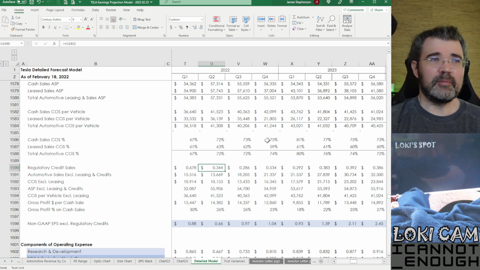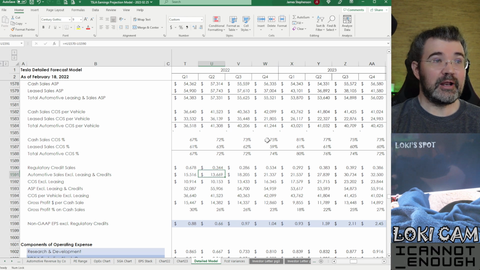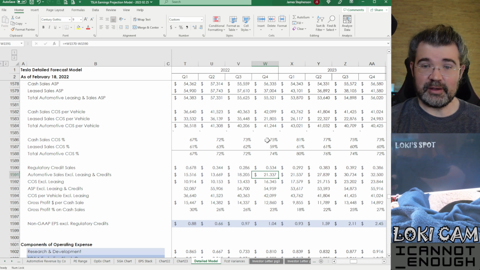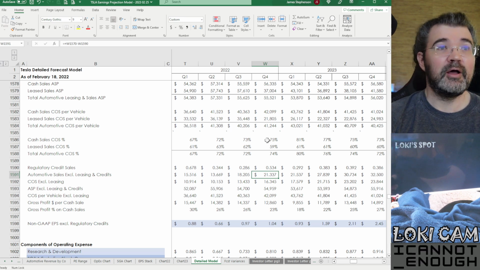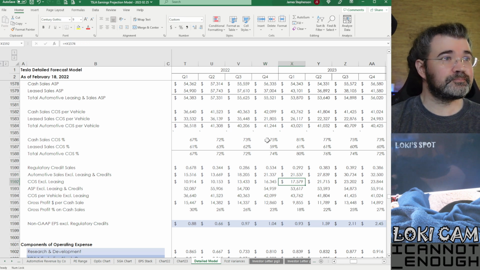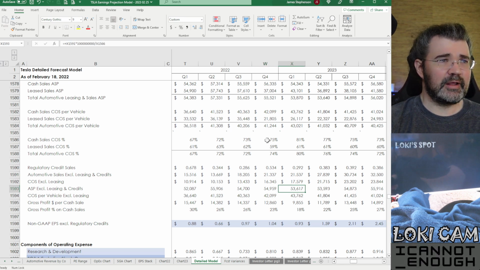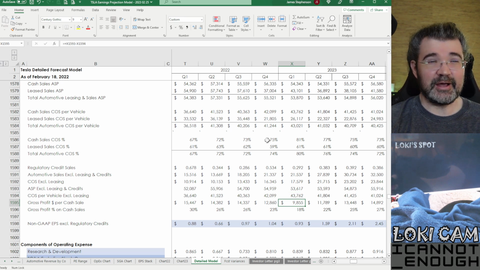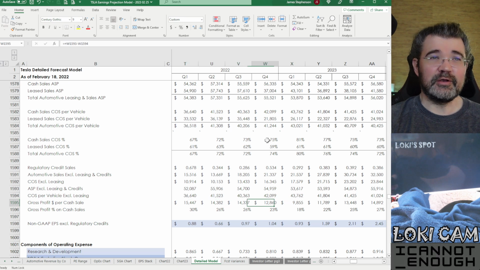So then at the bottom, I put in the regulatory credits so you can see what the automotive sales would be excluding the leasing and the regulatory credits number. That's the number shown on the chart. Cost of sales excluding leasing, ASP excluding leasing and credits, cost of sales per vehicle excluding leasing, gross profit dollars per cash sale. That's a good number to know.